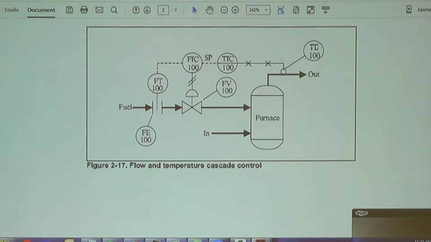So again we have our TIC, and the TIC is providing us output to FIC. FIC is flow indication controller. And then we have our FT with a flow element. Right? Yes.